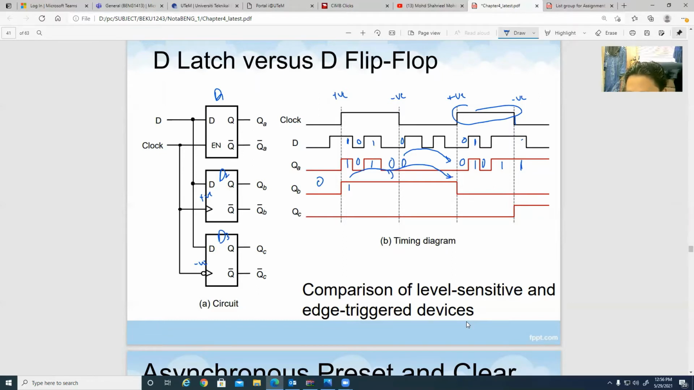So the next 0, okay, so this one will be 0 until the next positive edge. For D3, the negative edge here. Starting will be 0, so this one also 0 because it is not activated, and will be activated here. And then our D is 0 here, that's why we get 0, until the next negative edge, so we maintain 0. The next D is 1 here, so automatically Q is 1, until the next negative edge. So that is the result for the D latch versus D flip-flop, a comparison of the level-sensitive and edge-triggered device.